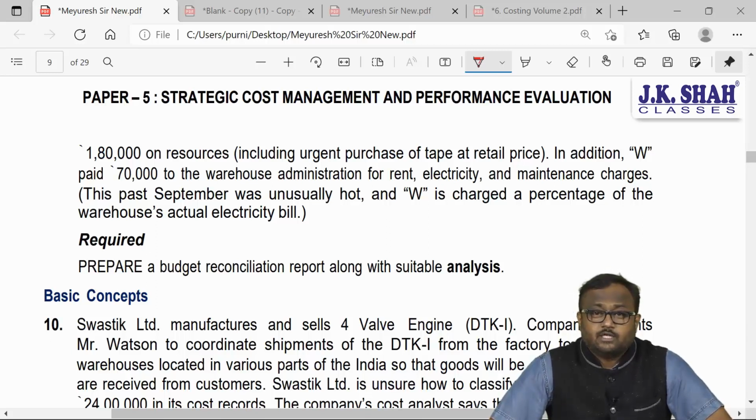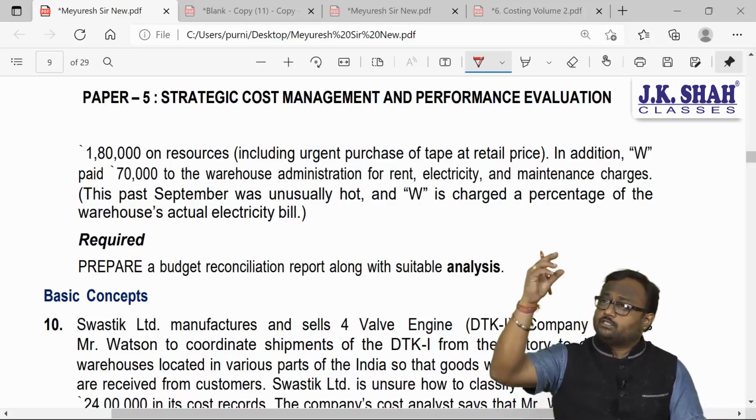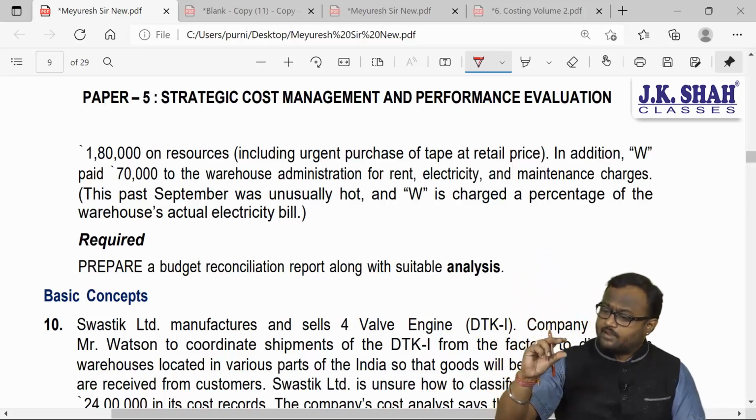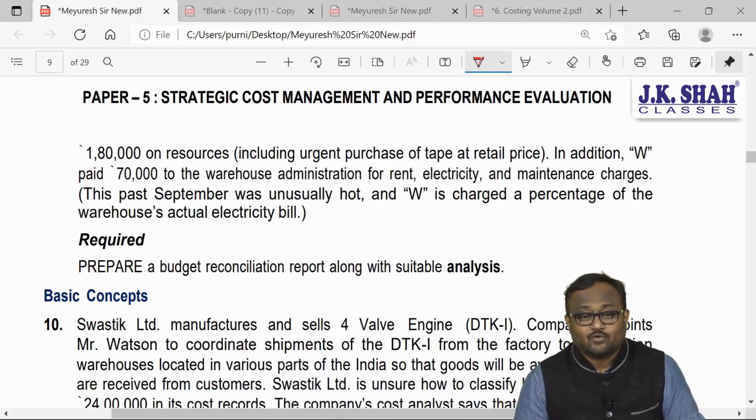Budget reconciliation means whenever your actual data varies from the budgeted data, whenever there is a variation in budgeted data and actual data, you need to find out reasons for that, and those reasons are to be quoted. My budgeted data was this, but this happened, that happened, and my actual result is this because of that. This is what we are supposed to do. Basically, we need to go for variance calculation.